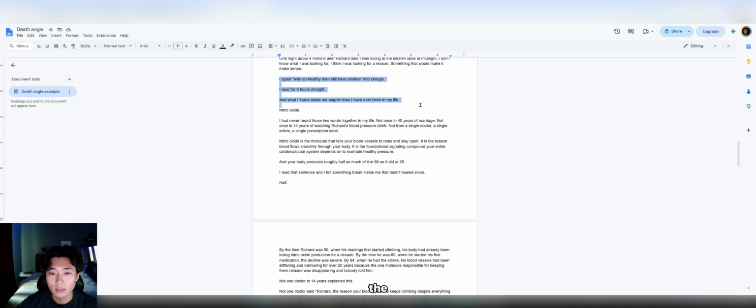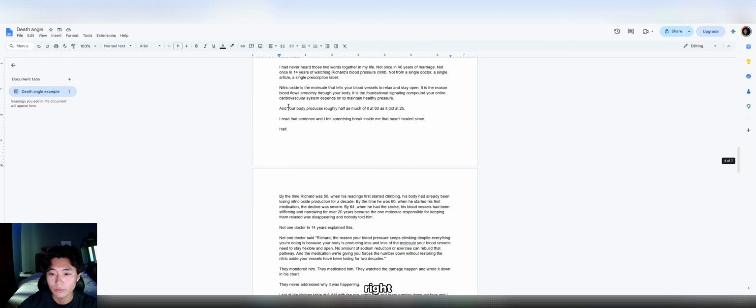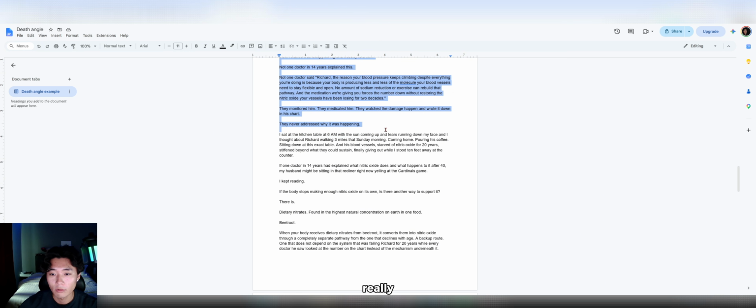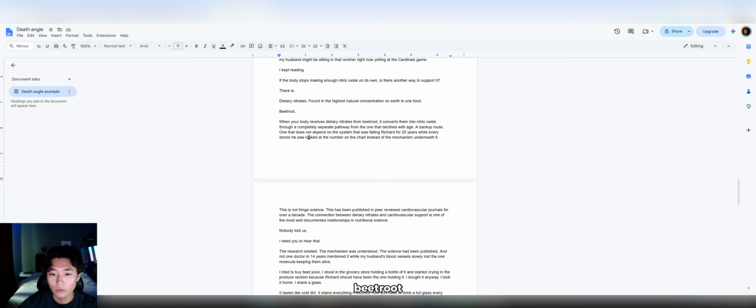Then it goes into the discovery, like looking, researching online. Then it goes into discovery of the underlying mechanism that helps with blood pressure. So nitric oxide is a molecule that tells your blood vessels to relax, stay open. So it's going to be your UMS right there. And then it goes into how Richard was never told this, never really was taking this into account or never knew this.